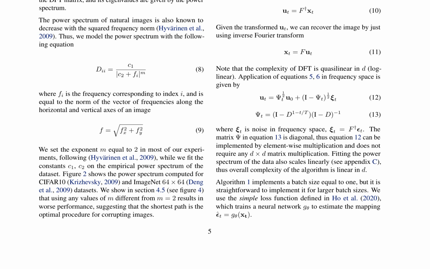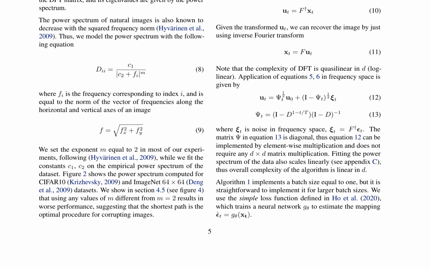The authors model the power spectrum using equation 8, which includes parameters C1, C2, and M. They set M equal to 2, following Hyvärinen et al. 2009, and fit C1 and C2 to the empirical power spectrum of the dataset. The power spectrum computed for CIFAR10 and ImageNet 64x64 datasets is shown in Figure 2.